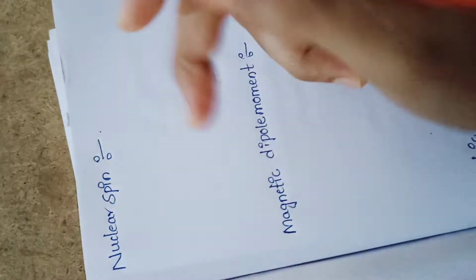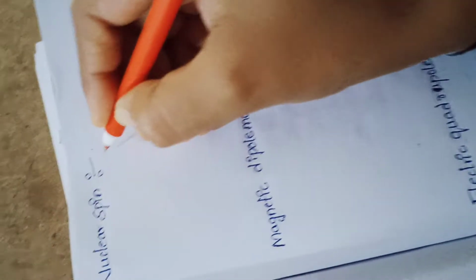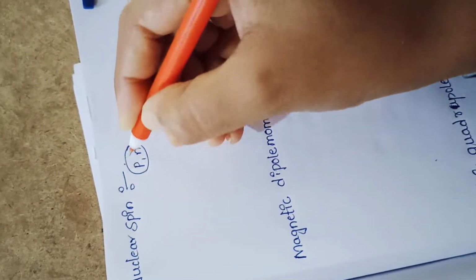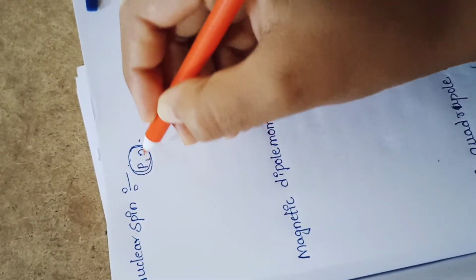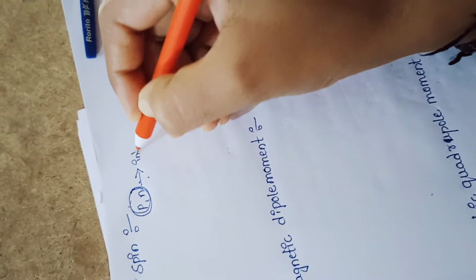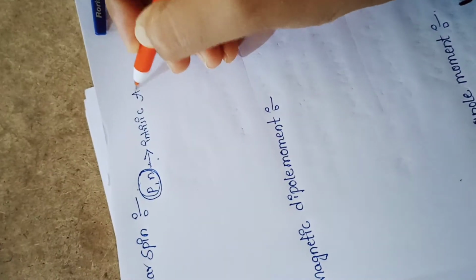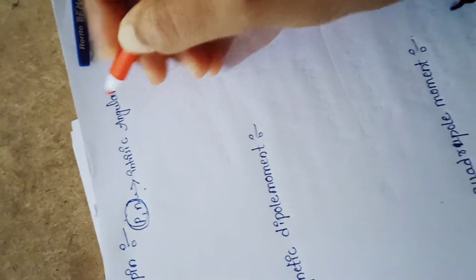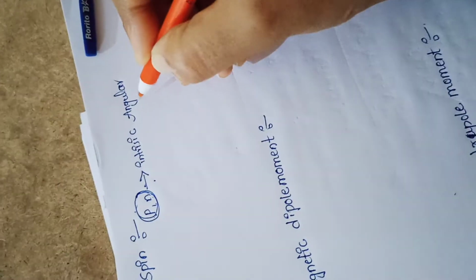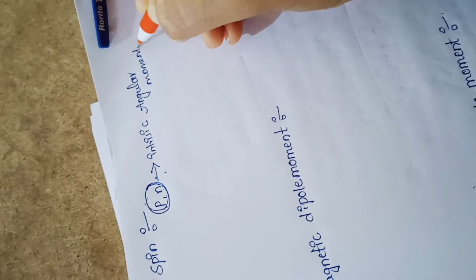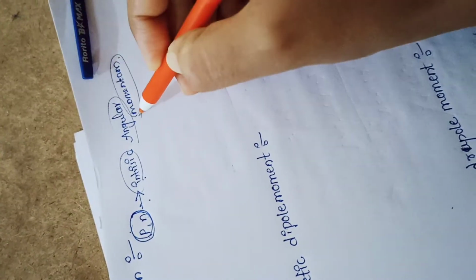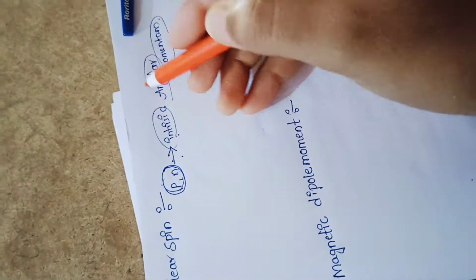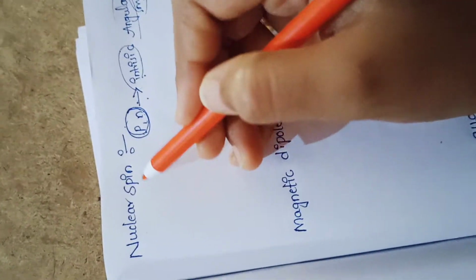What is nuclear spin? In general, the nucleus consists of proton and neutron. Both proton and neutron are having intrinsic angular momentum. This phenomenon is called nuclear spin. The having of intrinsic angular momentum by proton and neutron is called nuclear spin.